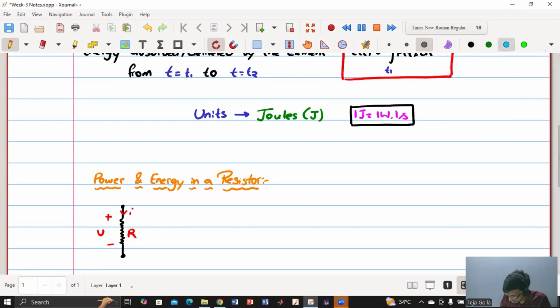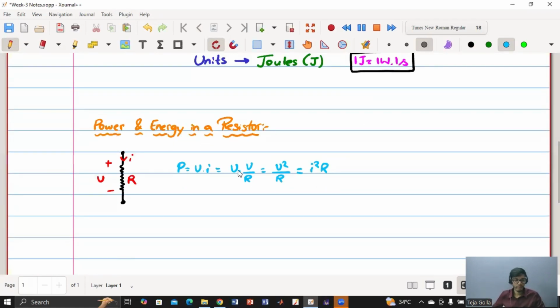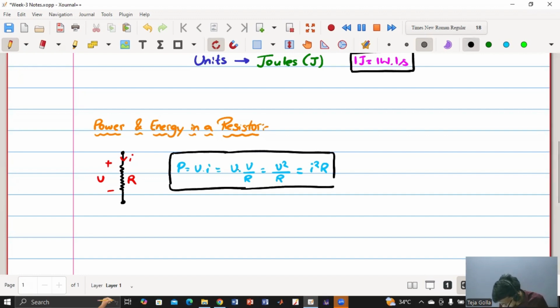Then according to our formula, power is nothing but V into I. And we know from Ohm's law that I is equal to V by R, so power is V square by R. Or if you substitute V equals I R, you will get I square R. So in a resistor, power is defined as either V into I or V square by R or I square into R. Any of these formulas you can use. If current and resistance are known, you can use I square R. If current and voltage are known, you can use V into I. If voltage and resistance are known, V square by R. So you can use any formula to get the power.